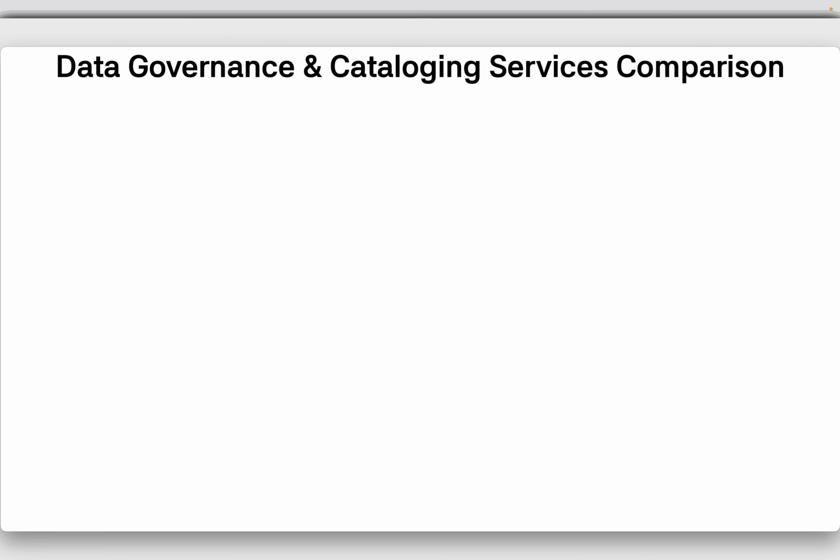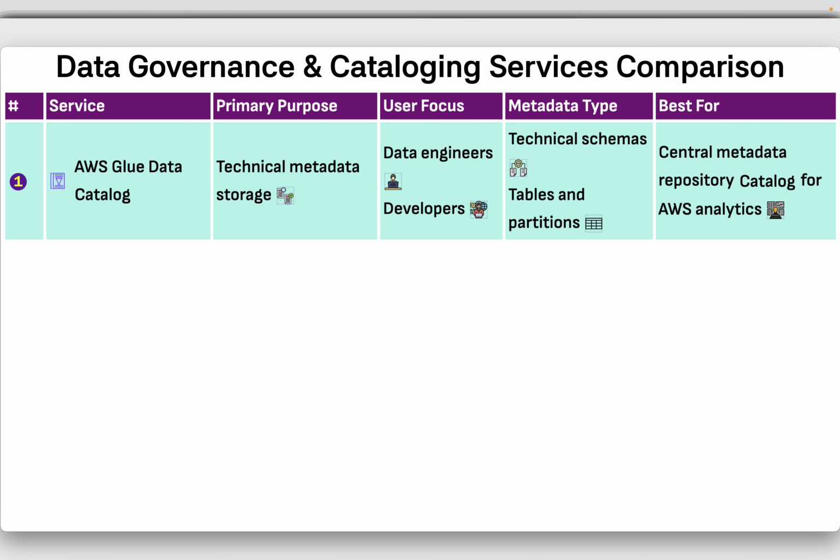Data governance and cataloging services comparison. First one, AWS Glue Data Catalog. Primary purpose: technical metadata storage.